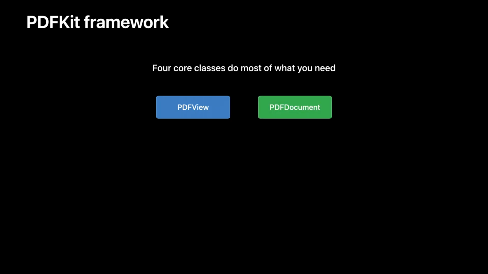PDFKit consists of 4 core classes that cover most of the functionality you'll need in your app. PDFView is a widget that you include in your layout using SwiftUI or Interface Builder. It displays the content of a PDF document and lets people navigate, set zoom level, and copy text to the pasteboard. PDFDocument represents a PDF file.